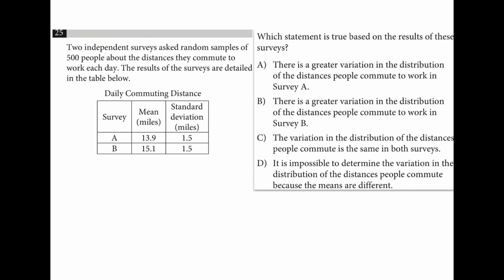If you look at survey A and B, the standard deviations are the same, but the average is higher for survey B. Because the standard deviations are the same, it is not true to say that there is a greater variation. You could say the variation is the same. All we need to find the variation is the standard deviation, so that's why we can pick C.